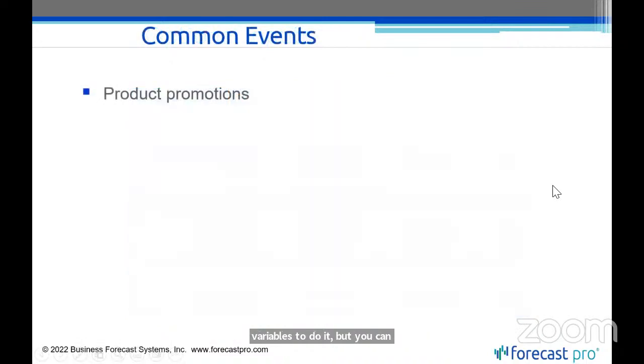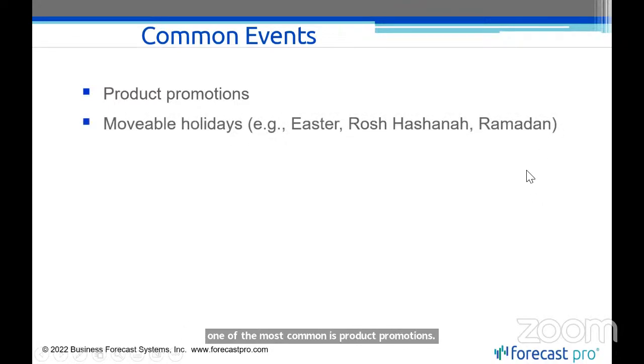Okay, so let's take a closer look at dealing with events, one of our multiple inputs. So common events, probably one of the most common is product promotions. So were we promoting or not? Movable holidays, we're going to see an example of this in a second. If I'm forecasting something, let's say I'm forecasting Easter egg dye kits. Okay, so that you use them to make colored Easter eggs.